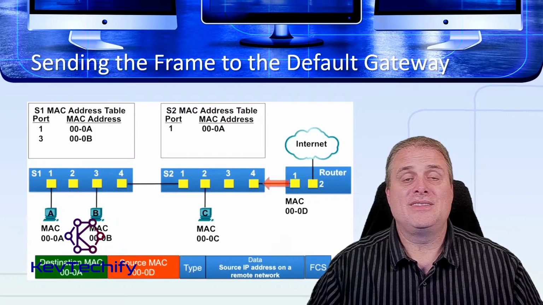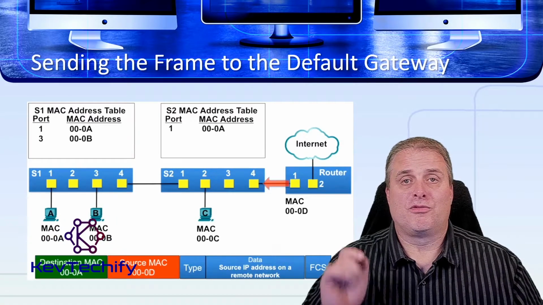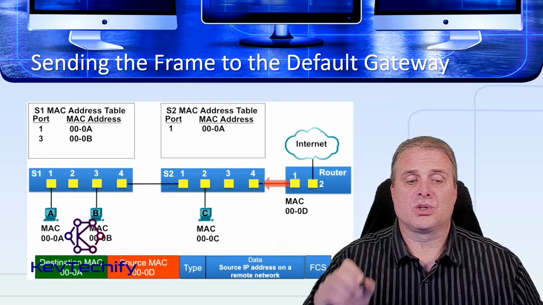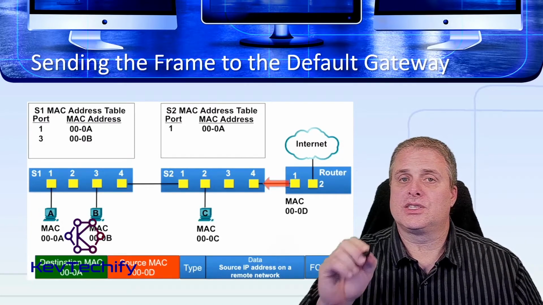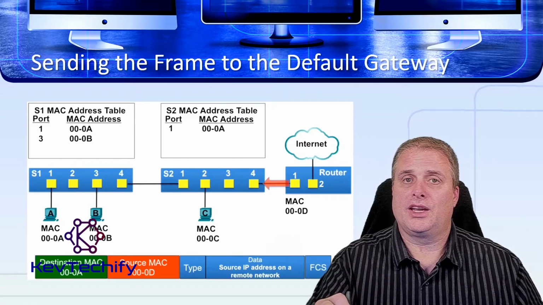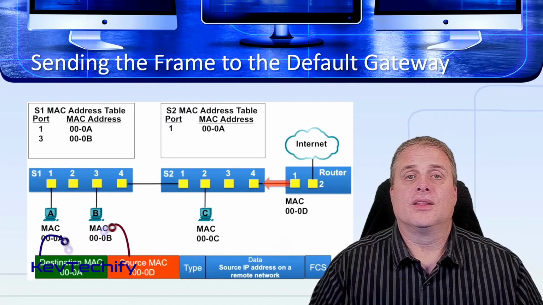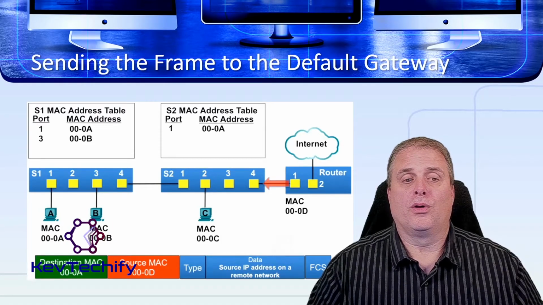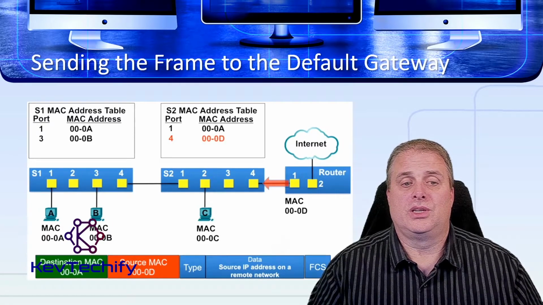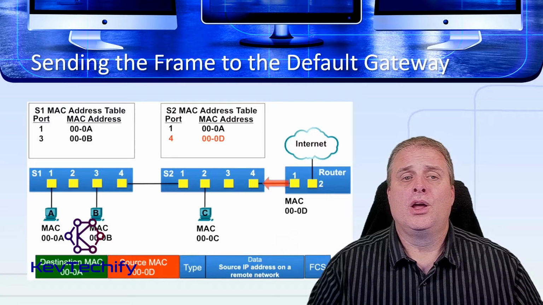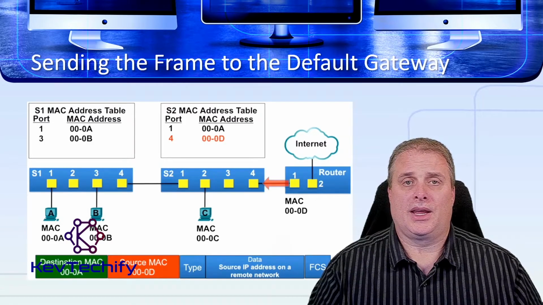Switch 2 receives that frame in. First thing it does is it looks at the source MAC address. Source MAC address is of the router. Looks at its MAC address table. Do I have an entry for 00D? No, I do not. Let's add that entry. Port 4 is 00D.